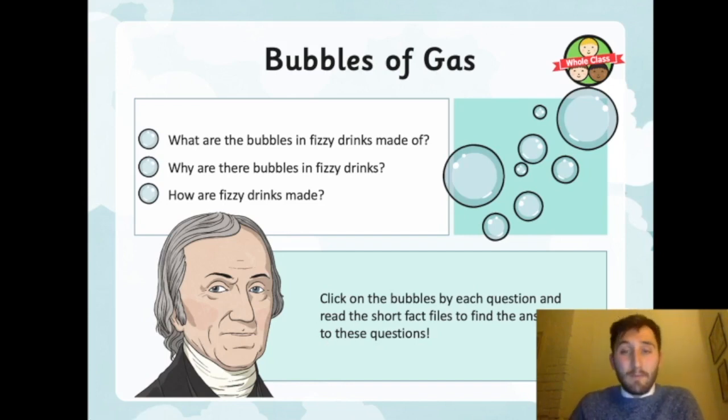Okay, so the bubbles of gas. So what are the bubbles in fizzy drinks made of, why are there bubbles in fizzy drinks, and how are the fizzy drinks made? So I can click on each of these bubbles by each question and read the short fact file to find the answers to these questions. So what are the bubbles in fizzy drinks made out of? Let's find out.